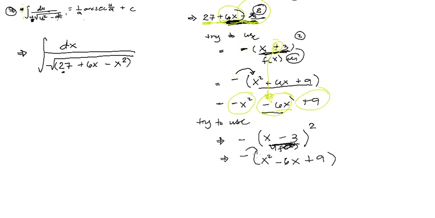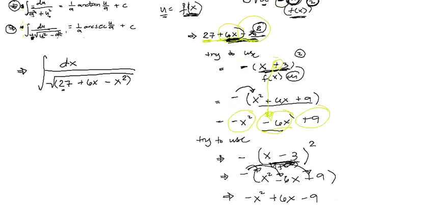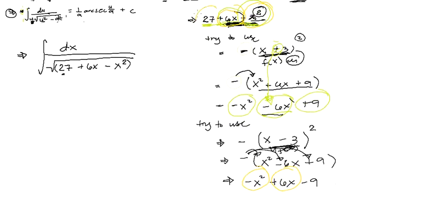And then we're gonna multiply this whole term by negative sign. So we have negative x squared, and negative times negative, we have positive 6x, and then negative 9. Okay, so let us analyze once again. So we have negative x squared, positive 6x, and then we have here 27, but here we have negative 9.